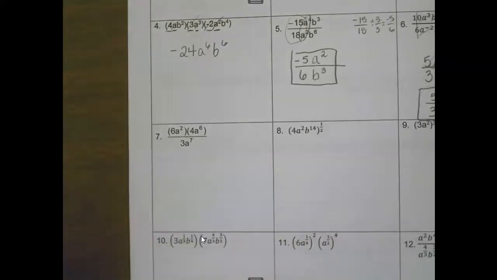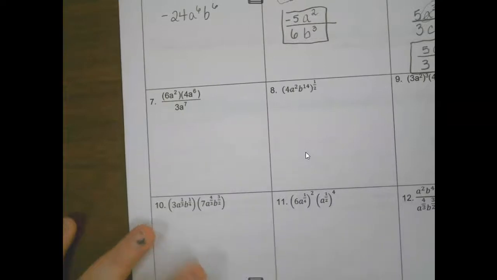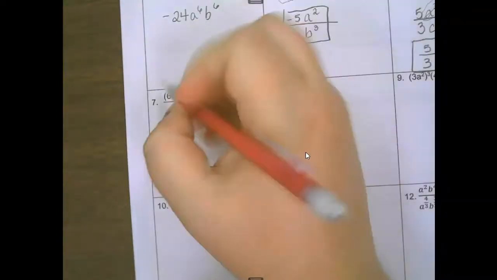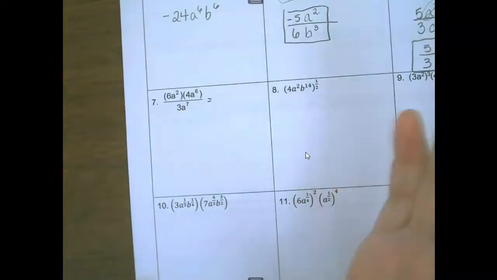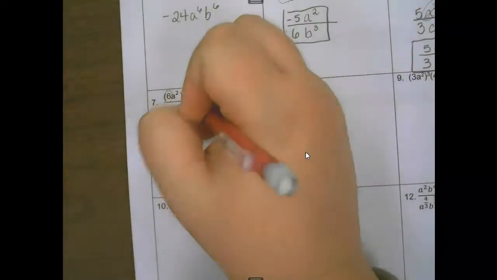All right, let's look at number 7. So I'm going to work my top first and then my bottom. You could work it, like I said, there's so many ways to work this, and we've looked at a variety of ways in class, so you can pick which way you like. So I'm going to do 6 times 4 is 24.